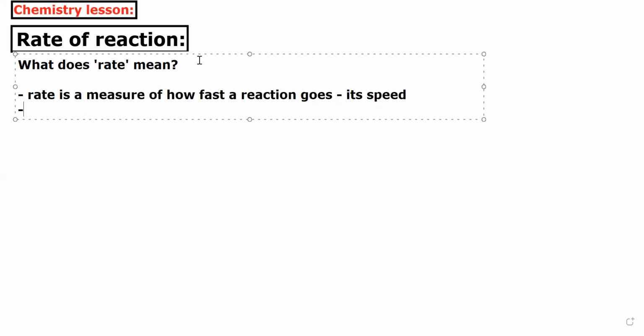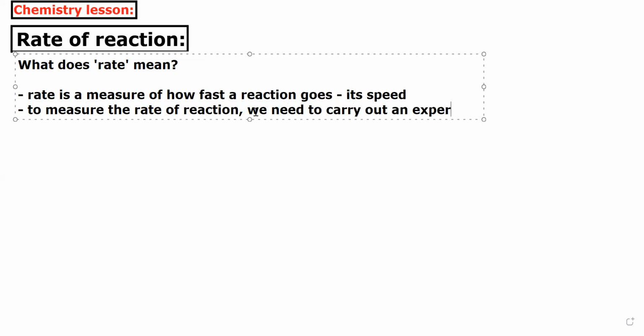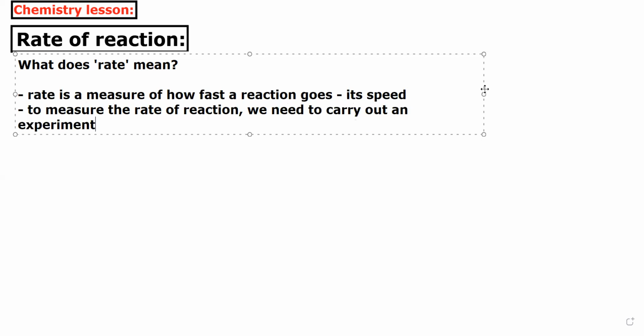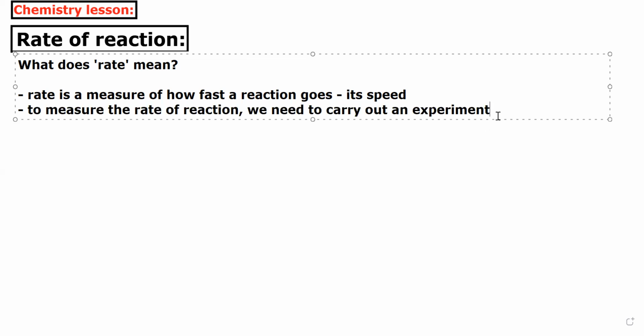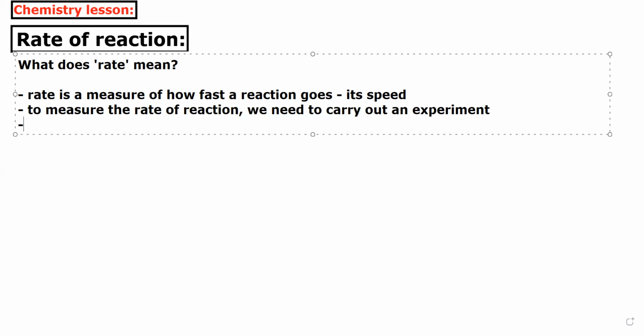Then you need to know how to measure the rate of reaction. To measure the rate of reaction, we need to carry out an experiment. Okay, to measure the rate of reaction, we need to carry out an experiment, and we will see what type of apparatus we will need.